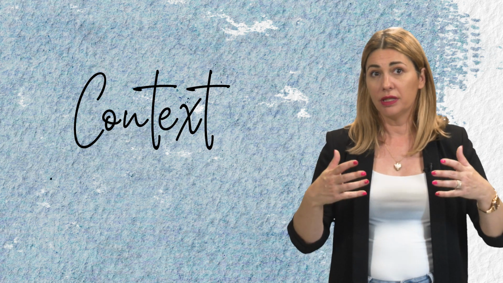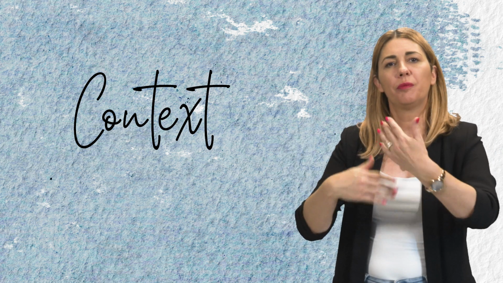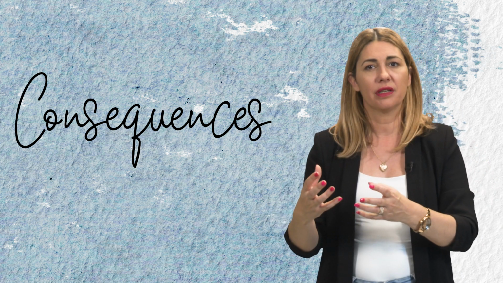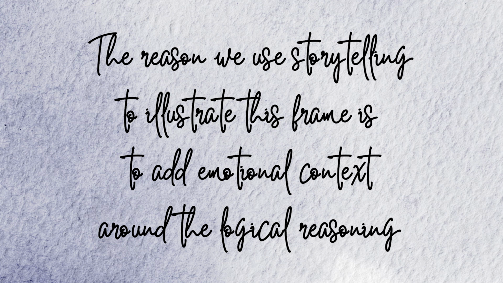Now, a story can also provide context around the problem. So what you can do is illustrate what will happen if the problem continues to not be addressed. So there will be consequences, right? So in this problem frame, you have both the current problem and the consequences, and also how they relate to our human needs. The reason we use storytelling to illustrate this frame is to not just make it logical, but also to add emotional context around this logical reasoning. This is important. In persuasion, both these things are very important, logical reasoning and emotional appeal. So storytelling can help make the topic more relatable and give the audience a more contextual, clear, and also emotional understanding of the situation.